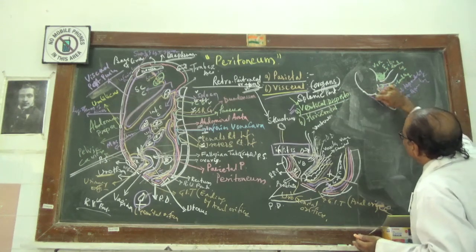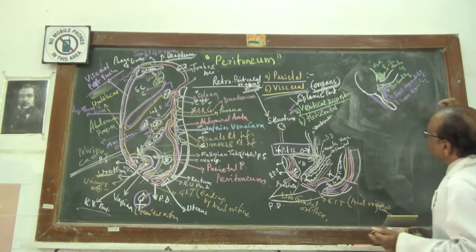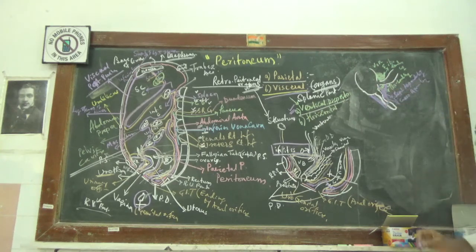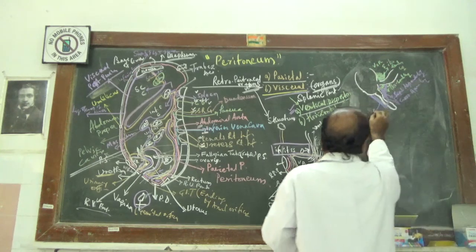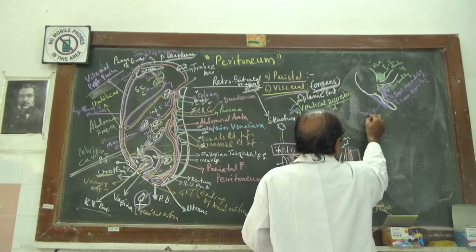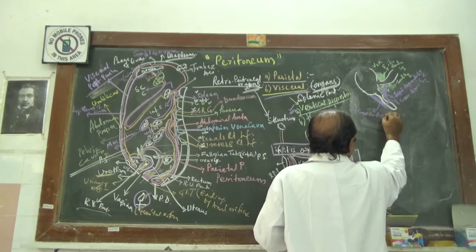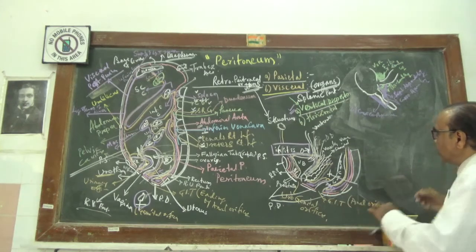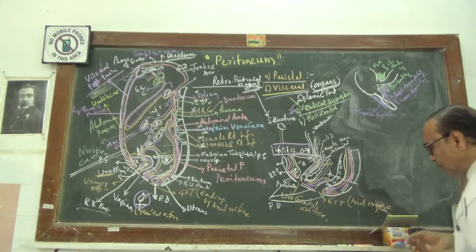Now from the inferior part of the cecum to the appendix, there is one more ligament. This ligament is called the inferior cecoappendicular ligament. So this is what the vertical dispositions are.